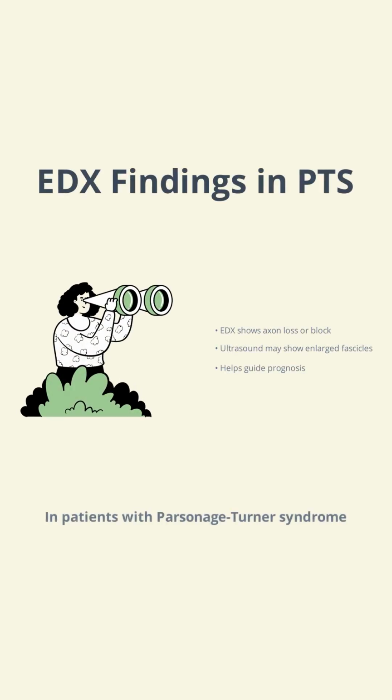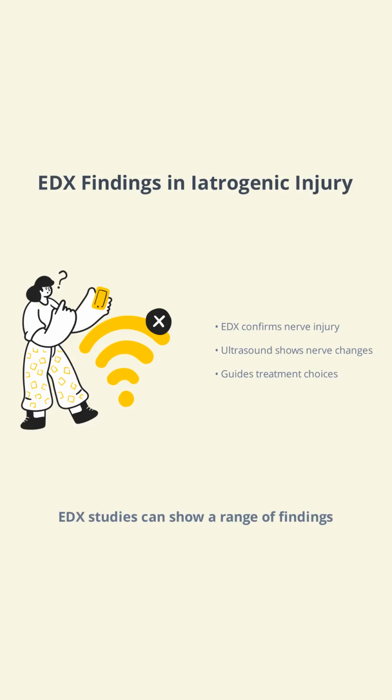In patients with Parsonage-Turner syndrome, EDX studies often reveal partial axon loss, conduction block, or total axon loss in the PIN. These findings help confirm the diagnosis and assess the severity of nerve involvement. Ultrasound may show enlarged fascicles, but not always. Recognizing these patterns is important for prognosis and planning rehabilitation. For iatrogenic injuries, EDX studies can show a range of findings, from total axon loss to demyelination or conduction block. Ultrasound often reveals structural changes in the nerve, such as enlargement or abnormal echogenicity. These findings not only confirm the diagnosis but also help guide decisions about surgical repair or conservative management.